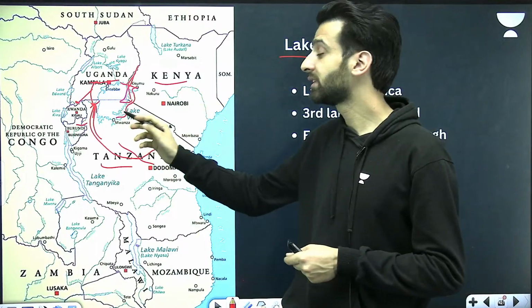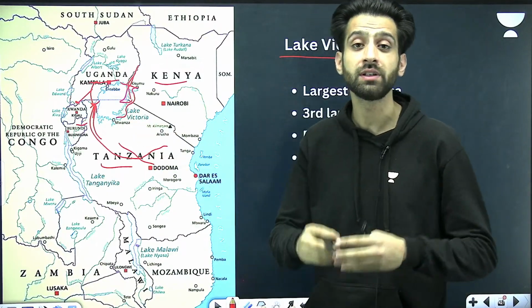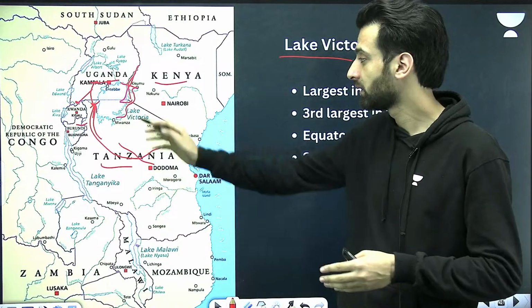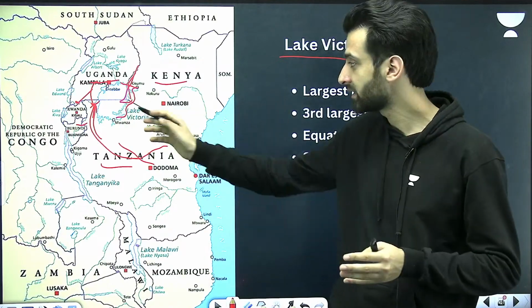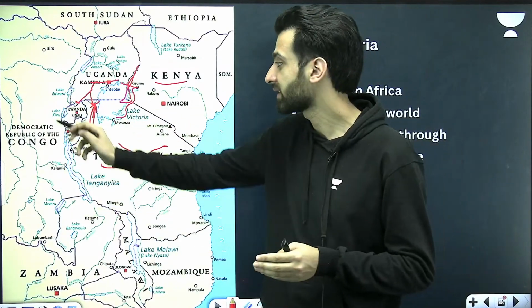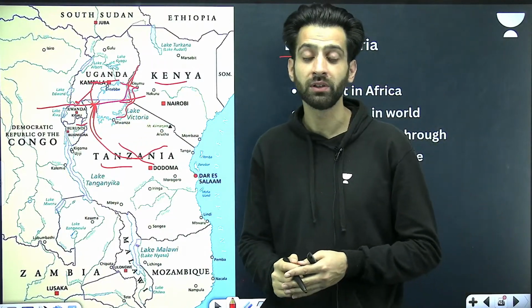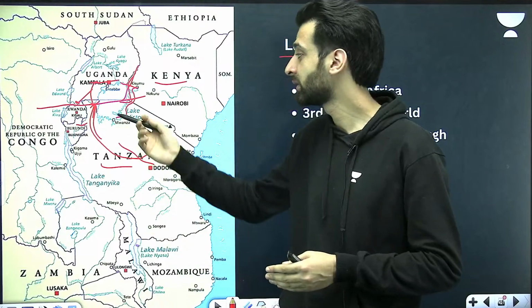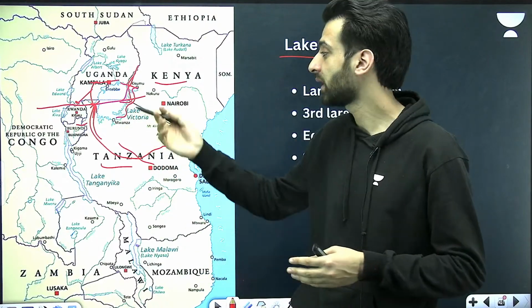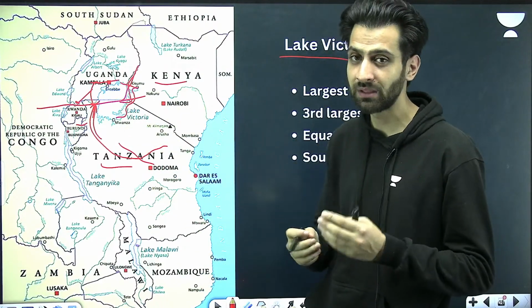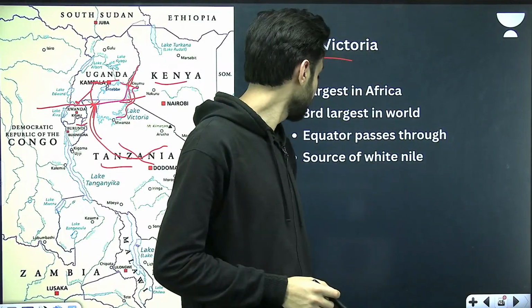Then very important thing, that it is the largest lake. It is the largest lake of Africa. Largest lake of Africa, that is Lake Victoria, and the equator will pass through it. You will find that the equator passes through Lake Victoria. Very important to know. If there is a question that the equator passes through which of the lakes, then you have to answer it's Lake Victoria. These are some of the important points that you need to know about Lake Victoria.